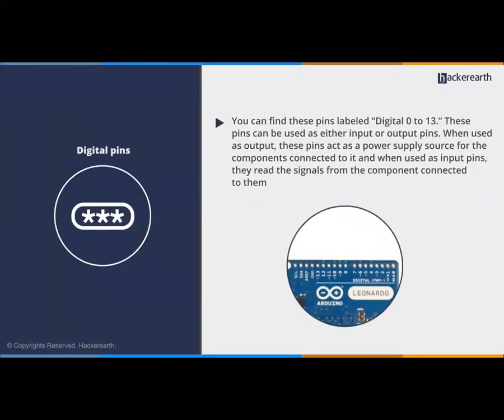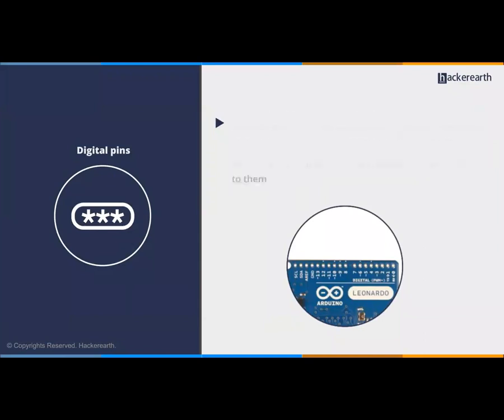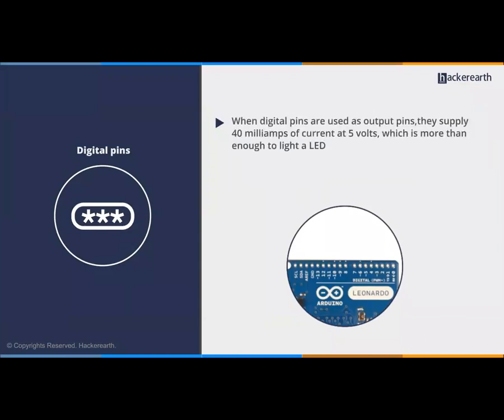Now let's look at digital pins. You can find these pins labeled digital 0 to 13. These pins can be used as either input or output pins. When used as output, these pins act as a power supply source for the components connected to it, and when used as input pins, they read the signals from the component connected to them. When digital pins are used as output pins, they supply 40 milliamps of current at 5 volts, which is more than enough to light an LED.